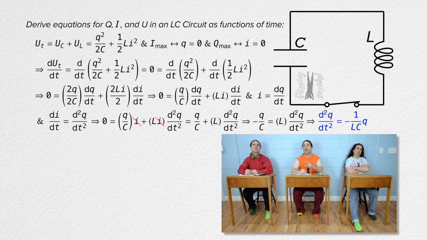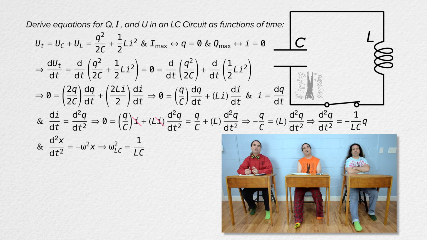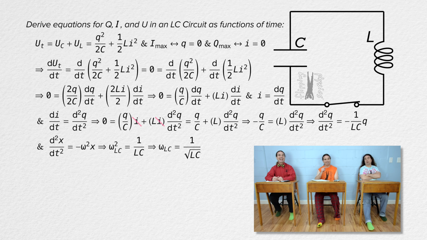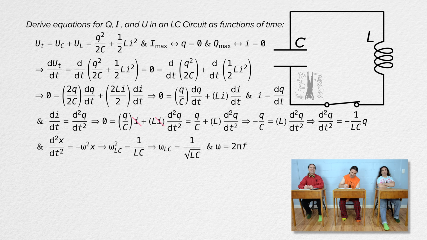Yeah, the second derivative of a variable equals the negative of the square of angular frequency times the variable. That means the square of angular frequency of an inductor-capacitor circuit equals the multiplicative inverse of inductance times capacitance. Or the angular frequency of an inductor-capacitor circuit equals the multiplicative inverse of the square root of inductance times capacitance. Right. And angular frequency of simple harmonic motion equals 2 pi times frequency. And frequency equals the multiplicative inverse of period. So angular frequency equals 2 pi over period.